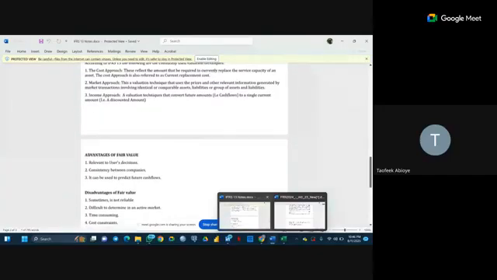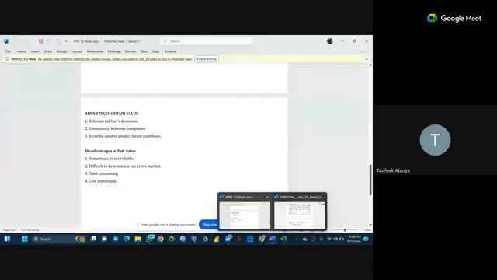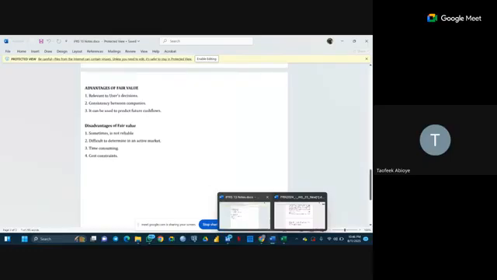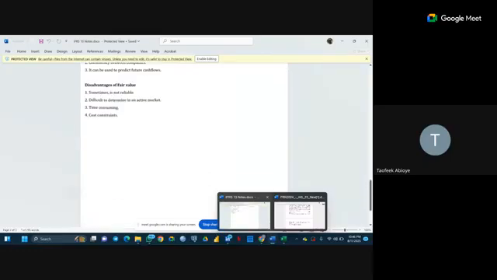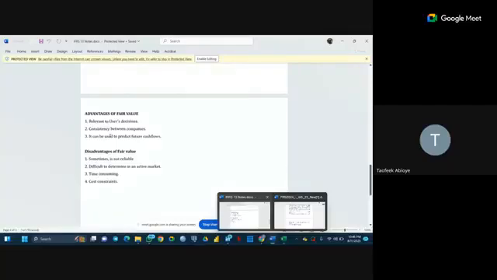So advantage of fair value: relevant to users' decisions, consistency between companies, it can be used to predict the future. Disadvantage, sometimes it is not reliable. It will not be reliable if you are using that kind of level 2 whereby there is no quoted price, we are using our assumption, or where a particular company is using their own assumption to value their assets. Even if the asset is of the same category, in my own company, we can decide to value our own asset at a particular price. So, time consuming, cost constraint. All these are the disadvantages of fair value.